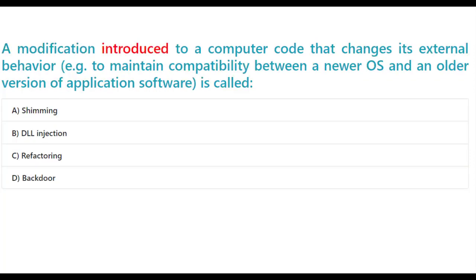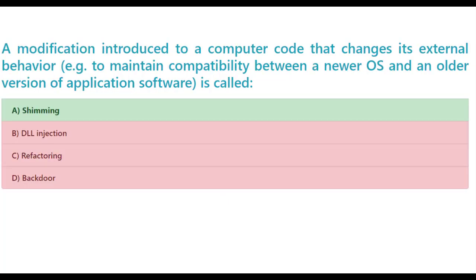A modification introduced to a computer code that changes its external behavior, e.g. to maintain compatibility between a newer OS and an older version of application software, is called A. Shimming, B. DLL injection, C. Refactoring, D. Backdoor. The correct answer is A. Shimming.